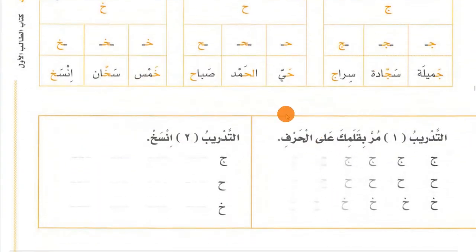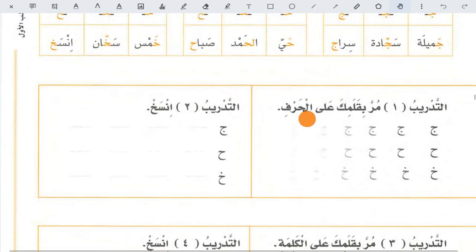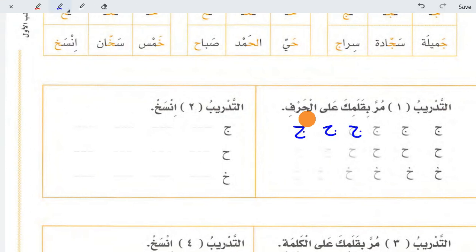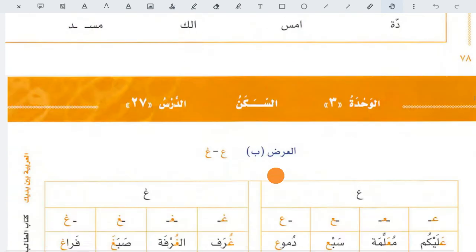Then you have writing practice. If your writing is not good, then I highly recommend you to do it. In this one, you will just pass your pen here like this. I am doing with my finger, so it is not accurate. So you need to write Jim like this instead. You can just do it like this. I recommend you to do this one also.